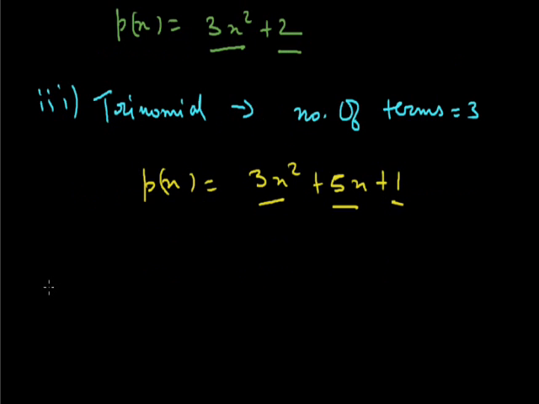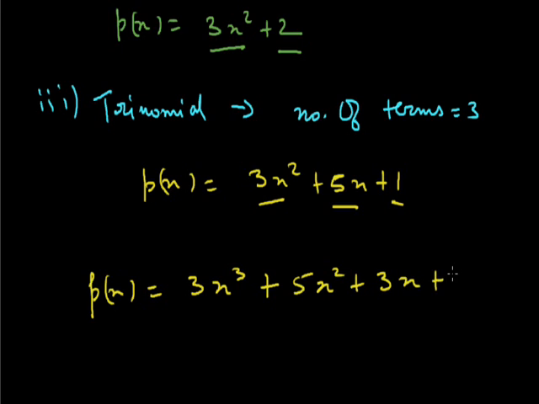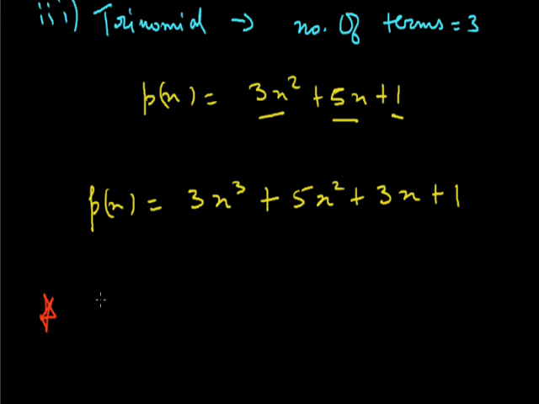A polynomial which has more than 3 terms is known as simply a polynomial. For example, if we have a polynomial p(x) = 3x to the power 3 plus 5x square plus 3x plus 1, then p(x) is simply known as a polynomial. One more important polynomial, that is p(x) = 0, is known as the zero polynomial. All the coefficients of this polynomial are 0 and the degree of this polynomial is not defined.